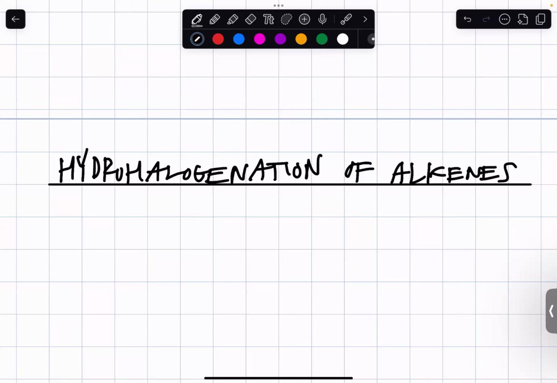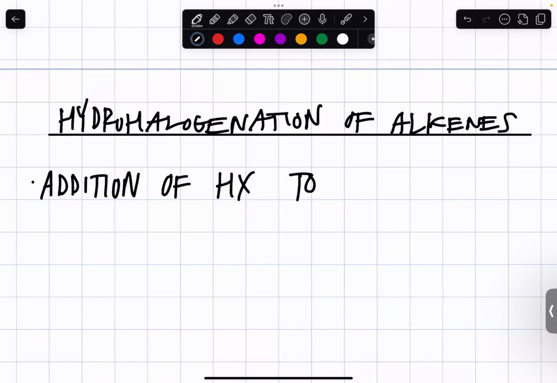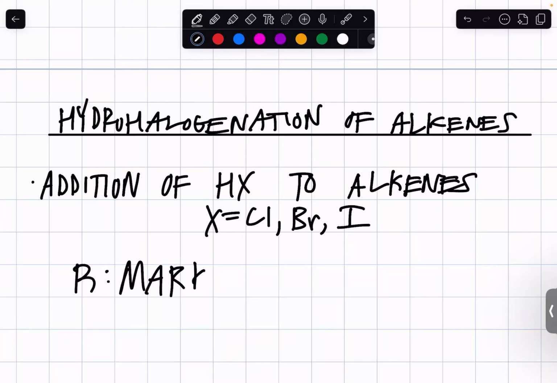So another name of this reaction that you could see is addition of HX to alkenes. HX is a nucleophilic acid where X could be chlorine, bromine, or iodine, right? Like HCl, HBr, or HI. The regioselectivity of this is going to be Markovnikov, meaning the more substituted position.